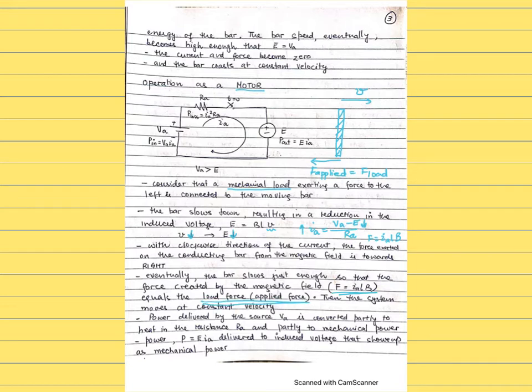Then what are we looking at? Once that happens, since there's no more external force present, it is now counteracted by the force produced by the magnetic field. So now the bar will again run at a constant velocity, but this new velocity will be less than where we originally started from.